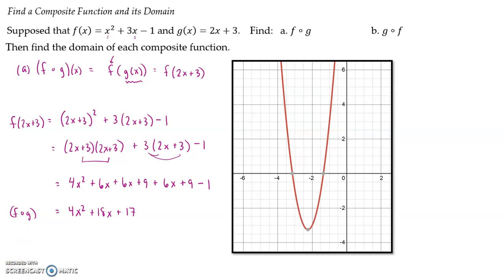So I went ahead and graphed our function. This is a parabola, and if we take a look at the domain of our parabola, you'll see that it's going left and right forever with our graph. So our domain here is going to be from negative infinity all the way to positive infinity.